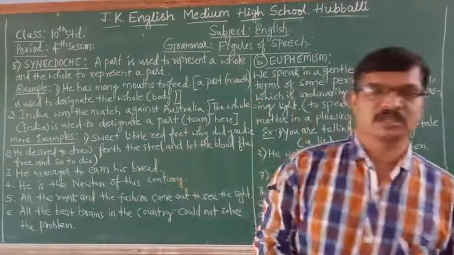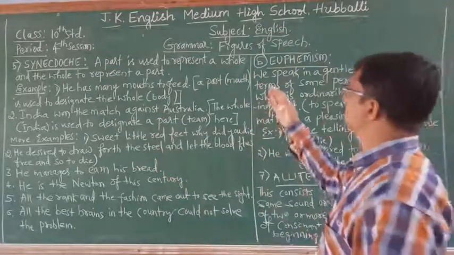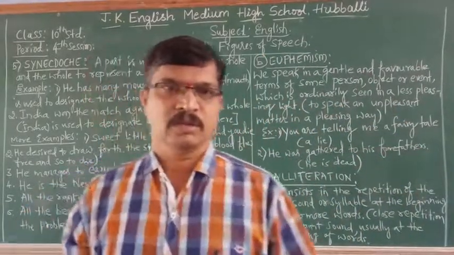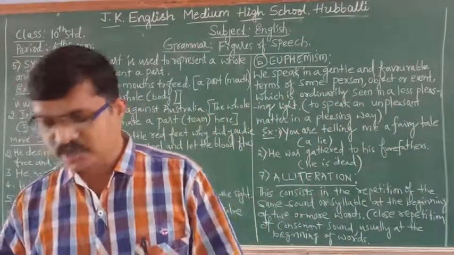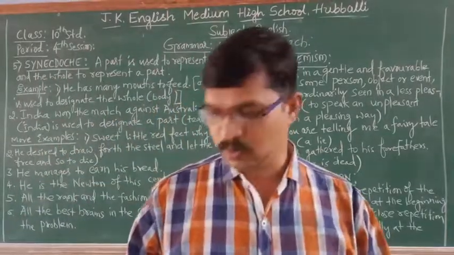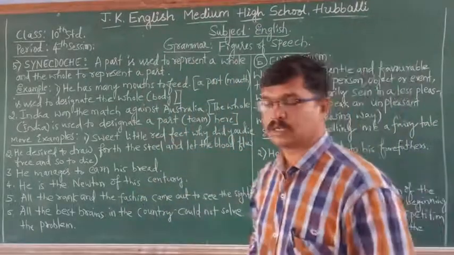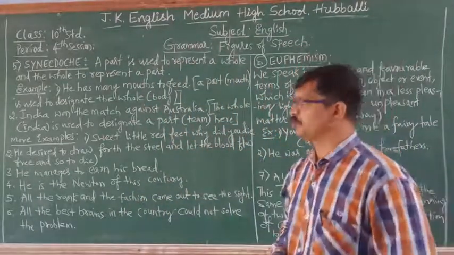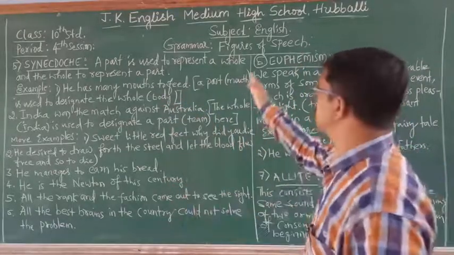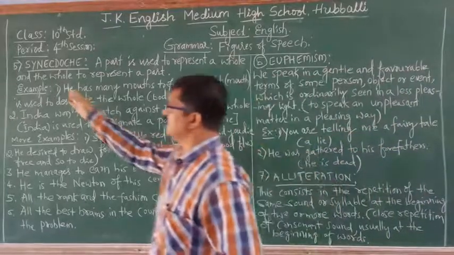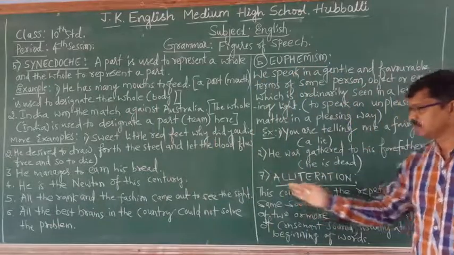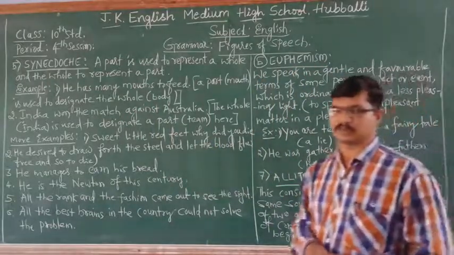In the previous three sessions we discussed different types of figures of speech: first simile, second metaphor, third personification, and fourth apostrophe. Today we discuss the remaining types: the fifth one, synecdoche, the sixth one, euphemism, and the seventh one, alliteration.